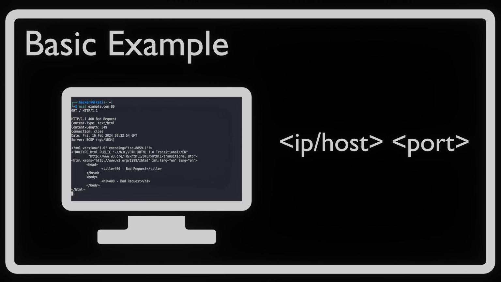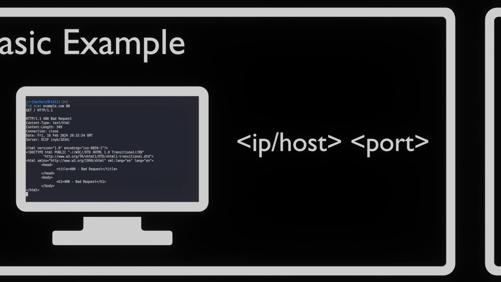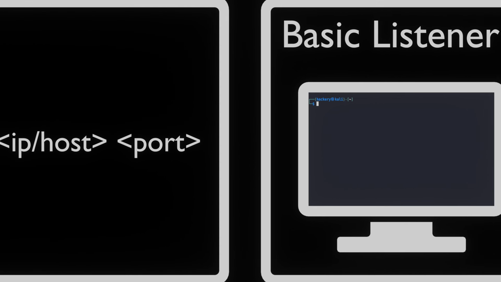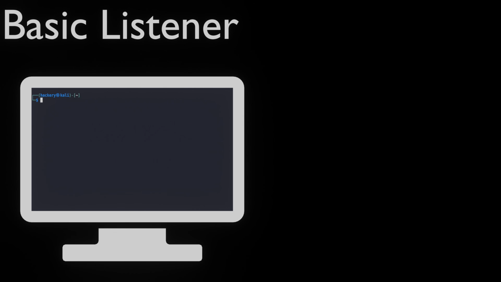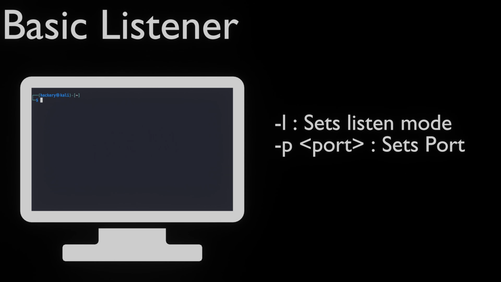Now that we know how to make a basic connection, let's set up a listener. A listener allows us to accept incoming connections to our Ncat. To do this, we need to use the following flags. The -l flag sets Ncat into listen mode. This makes Ncat accept incoming connections. The listen flag requires the -p flag. With this flag followed by a number, we can set a port that Ncat should listen on.